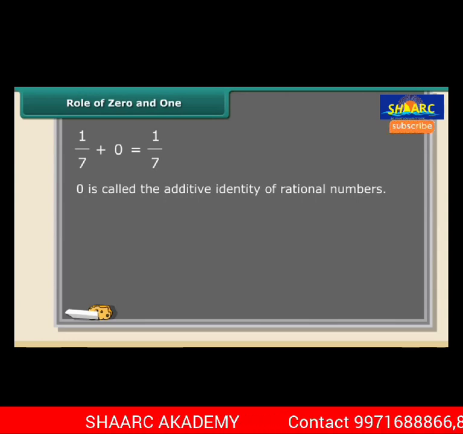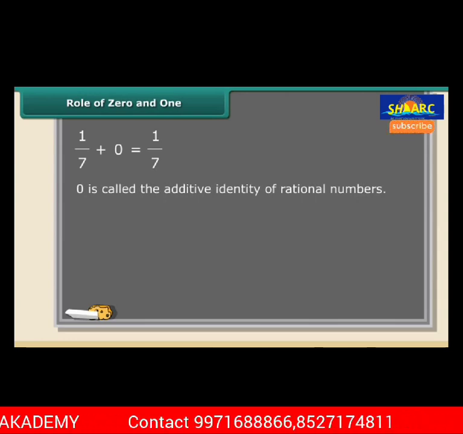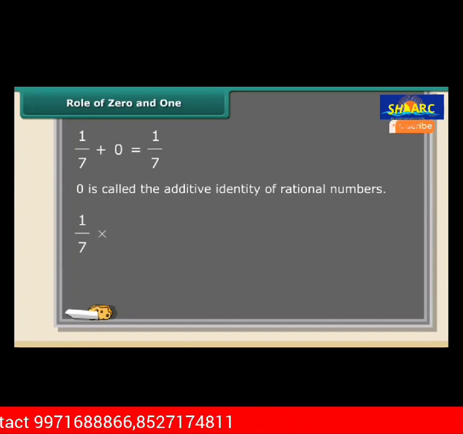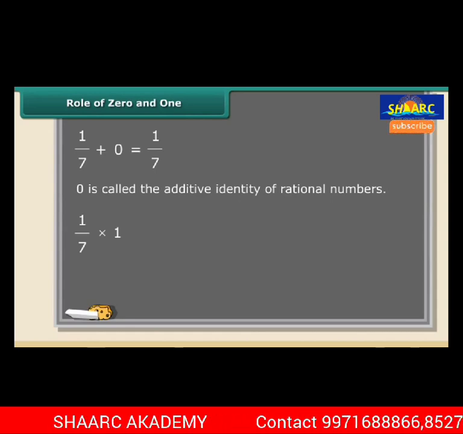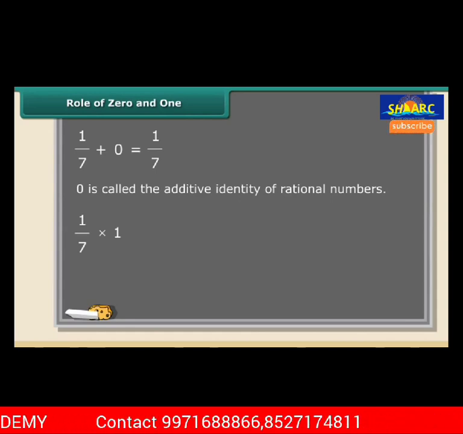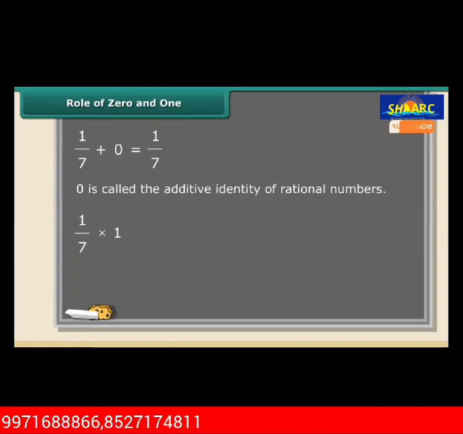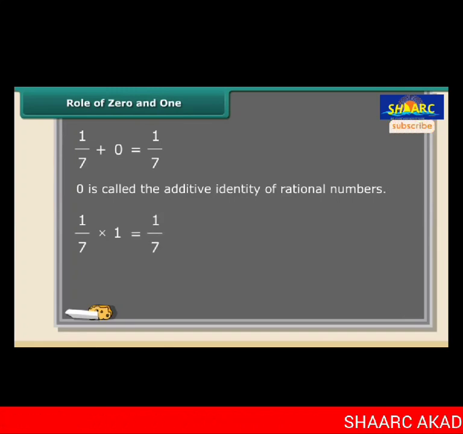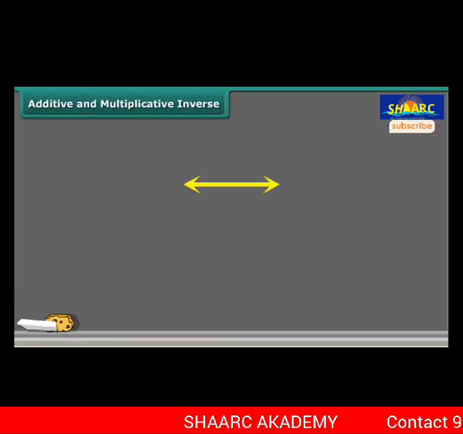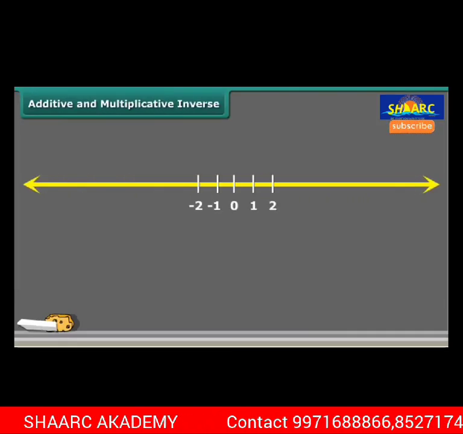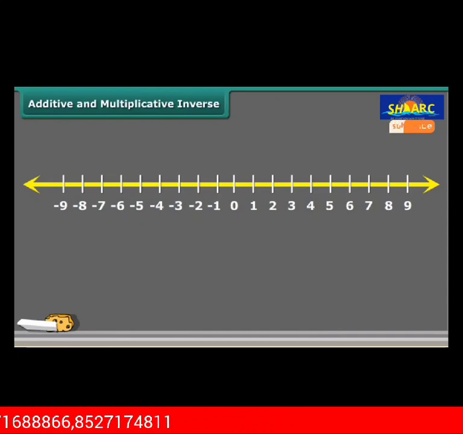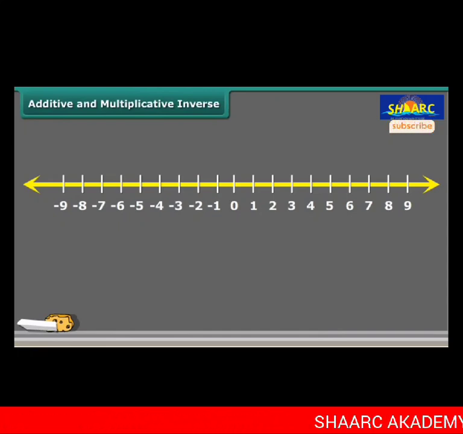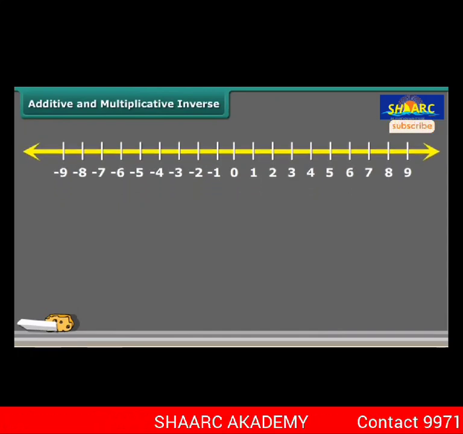Here we have added a 0 to a rational number. What did you notice? When we add 0 to a rational number, the sum is always again a rational number. For this reason, 0 is called the additive identity of rational numbers. Now check it out, the multiplication of a rational number with 1. What did you observe? When we multiply a rational number with 1, the product is always again that rational number.